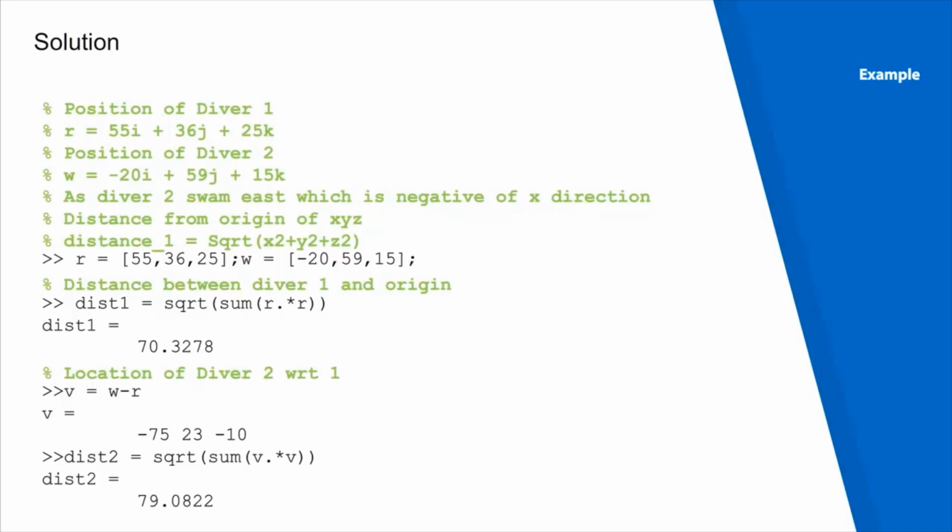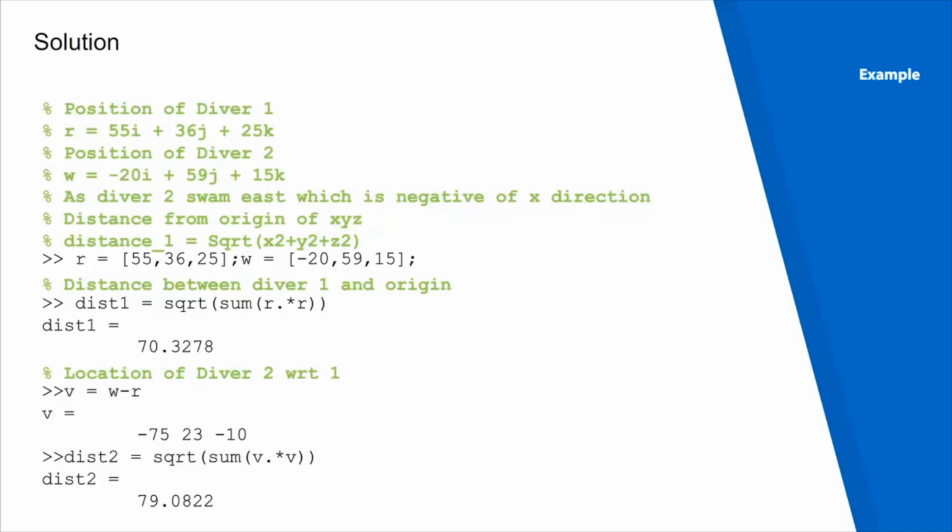We know the formula for the distance of a point as the square root of x square plus y square plus z square. So similarly, using element by element operation, we got the distance as the square root of the sum of r dot star r, that is nothing but each element being squared and then added. So we get a value close to 70 feet.